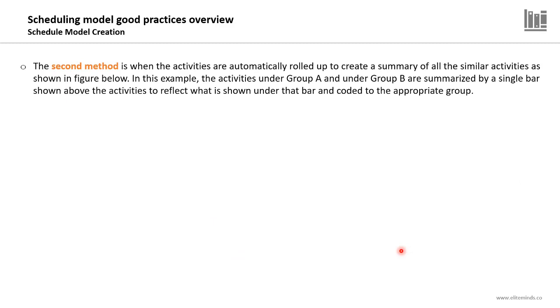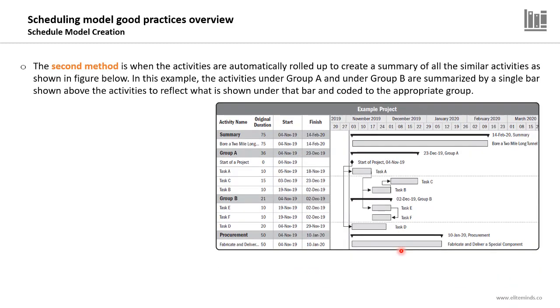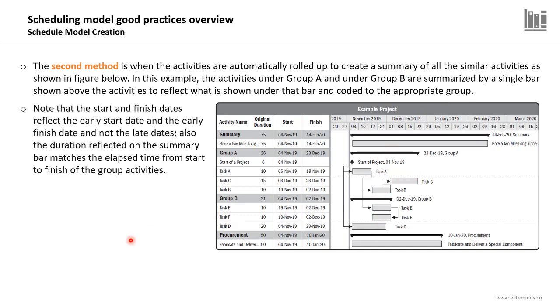The second method is when the activities are automatically rolled up to create a summary of all the similar activities as shown in the figure below. In this example, the activities under group A and the activities under group B, we have 3 activities under group B and 3 activities under group A, are summarized by a single bar shown above the activities. Here is the single bar showing the group activities A, and here is another single bar showing the group activities B. This is the summary activity. So they are summarized by a single bar shown above the activities to reflect what is shown under that bar and coded to the appropriate group. This is another example of the summary activity.